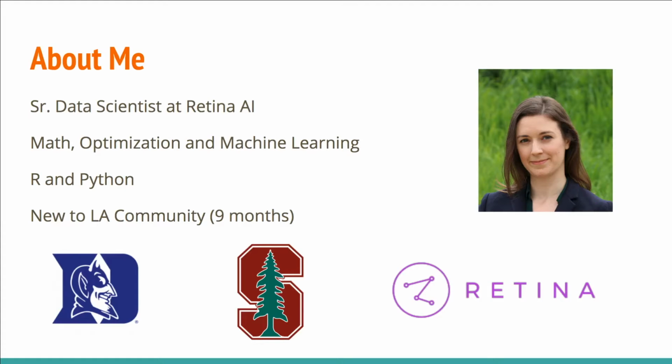Before we get started, let me share a little bit about myself. I am currently a senior data scientist at Retina. My background is mostly in math and optimization and machine learning. Everything related to models and why we choose them the way we do, how we evaluate them, and the mathematical underpinnings that come along with that, are all things I love to think about. To test these different ideas, these different models, I often find myself using R and Python, usually more Python, but more and more R.